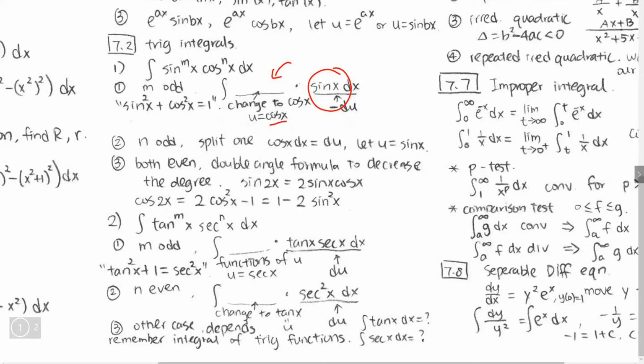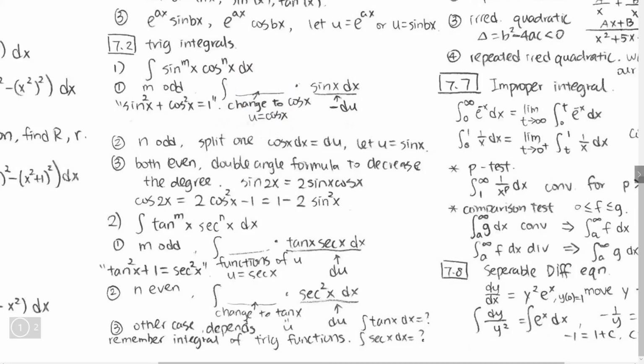Do you remember the song? I give you the tail of the animal. You can guess who's the animal. So you can see the tail is sine x dx, then you know your u should be cosine. So that's why you know you're going to change this guy in terms of cosine.